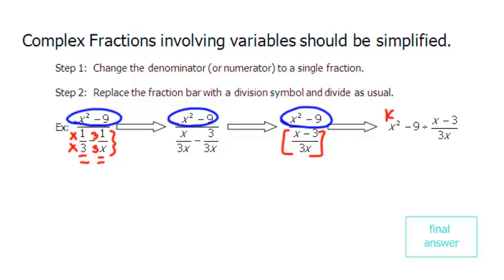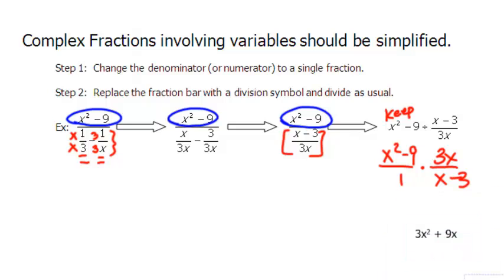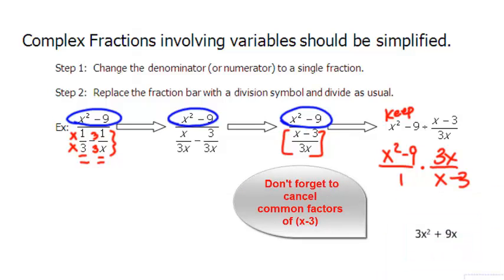Then I change, flip. So I'm going to go x² minus 9 over 1 times 3x over x minus 3. And as you can see, that has to be simplified. And the final answer, once you multiply that out, would be 3x² plus 9x, or 3x(x plus 3).